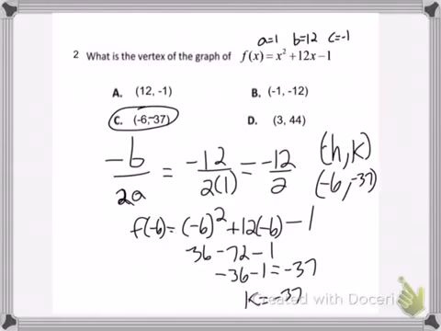Now here you use negative B over 2A, and our B value is 12, A is 1. Divide that, and your H value is negative 6. You plug negative 6 back into your equation, and you get negative 37 for your Y value, or your K value.